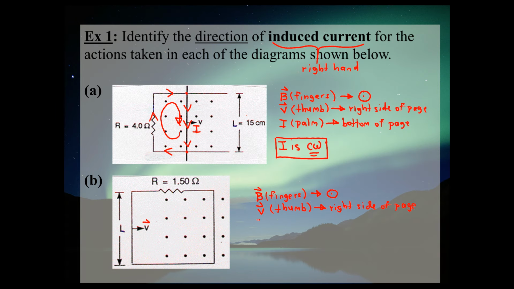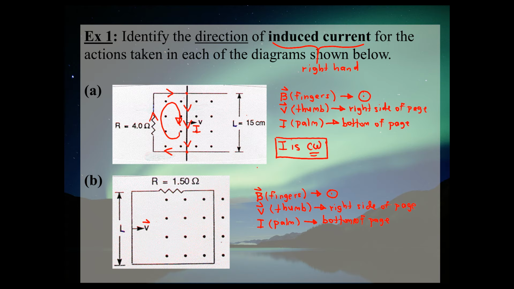And then we want to know the direction of our induced current, because we're dealing with our right hand, that's going to be the direction our palm faces. And once again, the hand rule applies just like it did in part A, so I'm not going to go over the steps of how to do that. It would also be towards the bottom of the page.